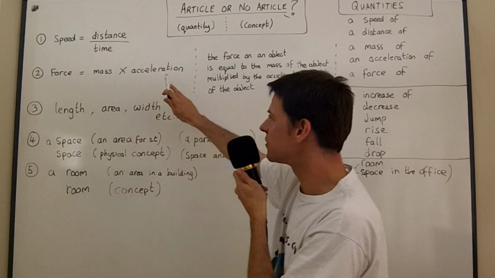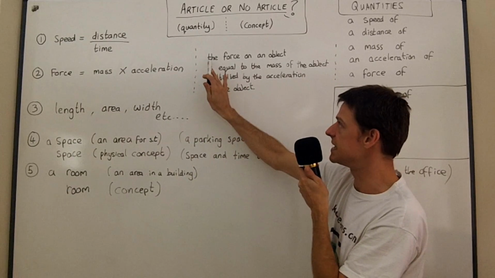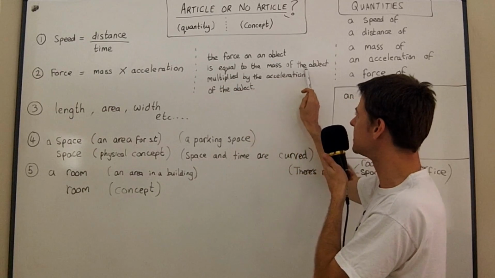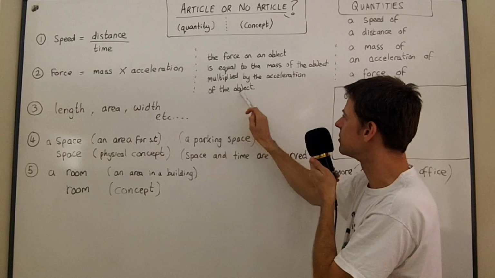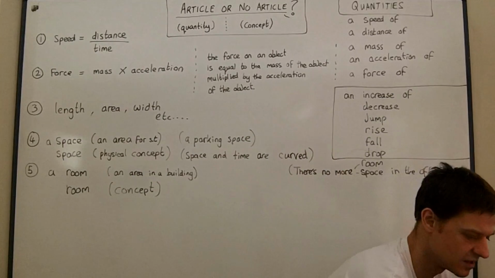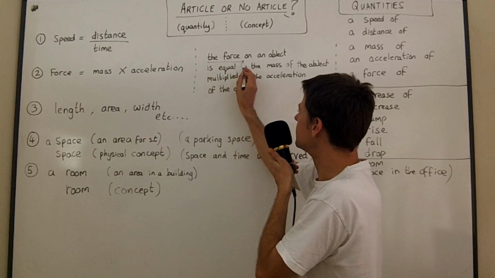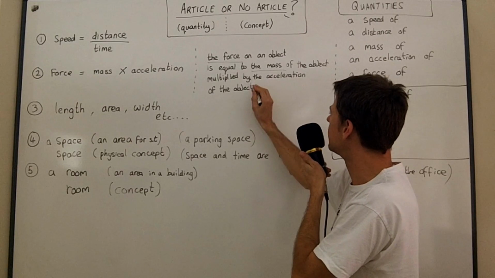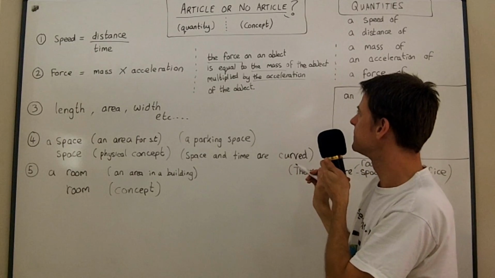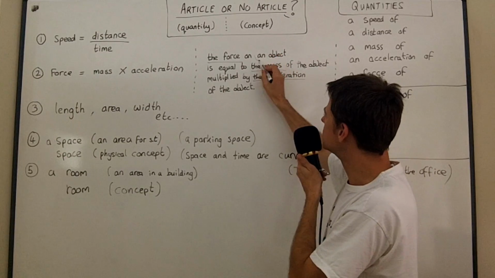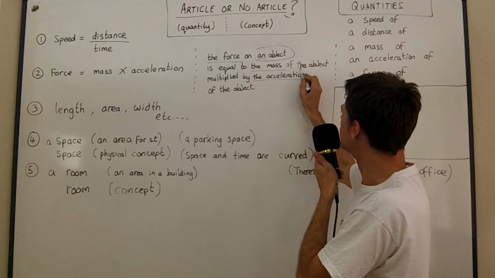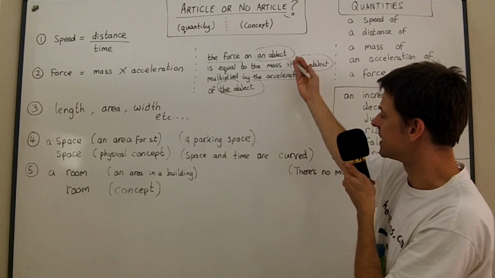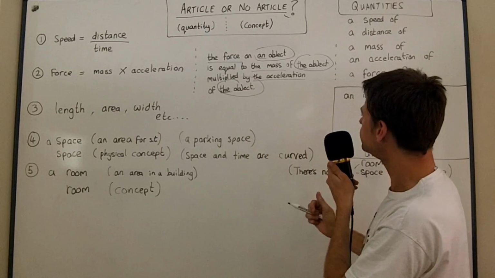However, as soon as we start to make things definite, then we do need "the". So we would say, the force on an object is equal to the mass of the object multiplied by the acceleration of the object. And here we would use "the" every time, because here the force is being defined. Remember that when we introduce, we use "an", and then we go on the second time and the third time to use "the". So that rule is very clearly shown here as well.